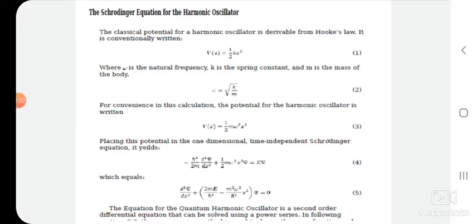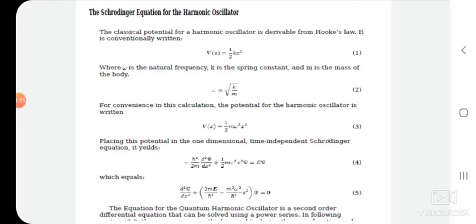This is basically a lengthy derivation. We will derive it step by step. The classical potential for a harmonic oscillator is derivable from Hooke's law. It is conventionally written as V(x) is equal to 1/2 k x square. This potential was derived in the last lecture.